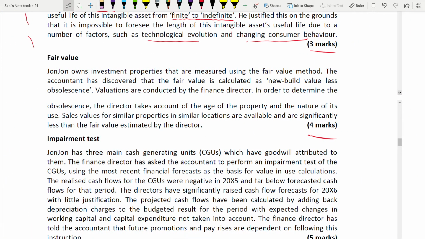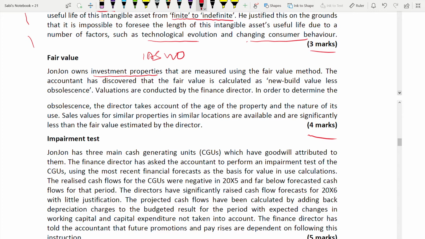So Jonjon owns an investment property. Please make sure which type of property you are using, because when you're using fair value, it depends on the type of asset you are using. If it's an investment property or an intangible or a tangible or a financial instrument, it differs. So this is an investment property, IAS 40, measured using the fair value method, because you know investment property you can measure using two methods. One is cost model, one is fair value method.